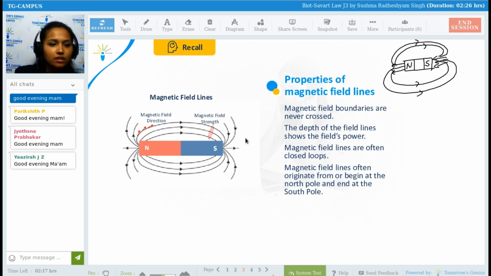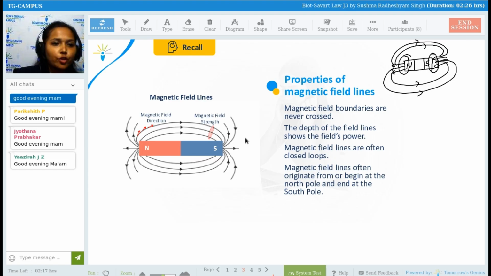They form closed loops, so they never intersect each other. The strength of the magnetic field at the poles, that means the north pole and south pole, is maximum. That means when we move away from the magnet, the magnetic field is minimized. The magnetic field is maximum around the magnet, and as you move away, the field strength decreases.